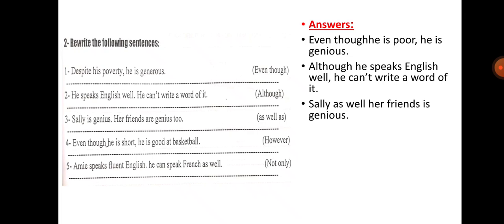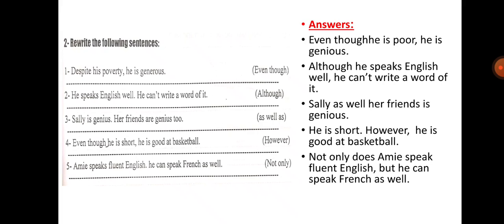Even though he is short, he is good at basketball. He is short, however, he is good at basketball. Amy speaks fluent English. He can speak French as well. Use not only. Not only does Amy speak fluent English, but he can speak French as well.